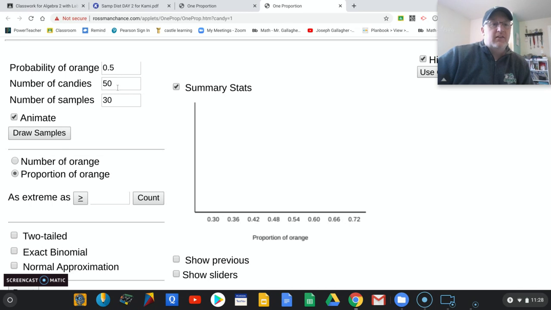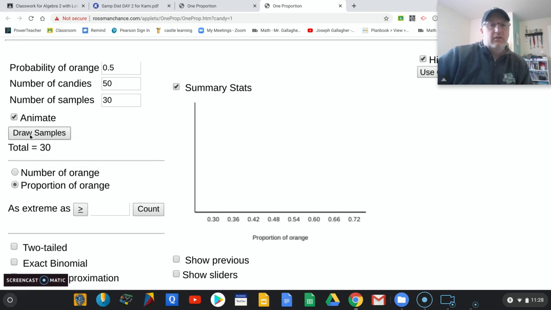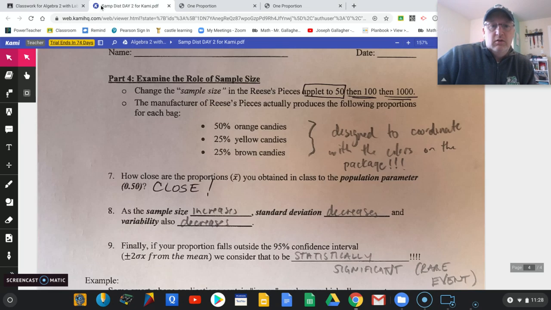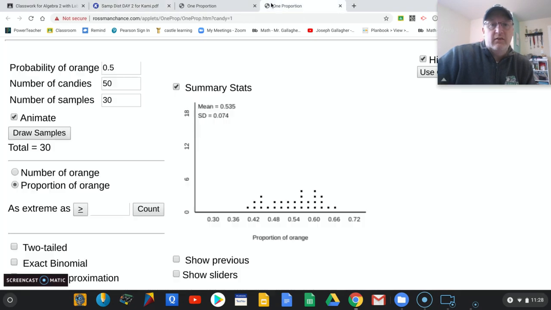So let's go ahead and run the same thing with 50. And we'll see what happens here. We'll do our summary stats as well. You can see that when I do 50, I'll just jot these down real quick. When I had a sample size of 50, my mean ends up being 0.535, and my standard deviation is 0.074. I think the next thing they wanted me to do was do 100 and then 1,000.